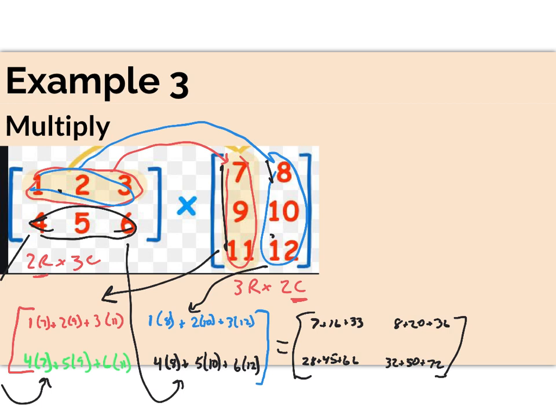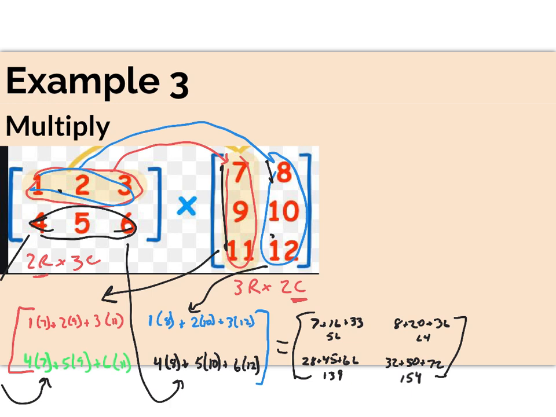7 plus 16 is 23, and 33 is 56. 8 plus 20 is, let's do this, 36 and 20 is 56, plus 8 is 64. Okay, so 45 and 66 is 111, and 111 and 28 is 139. 72 and 50 is 122, so that's 154.